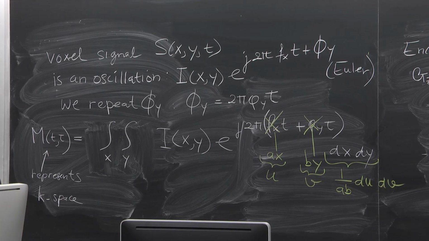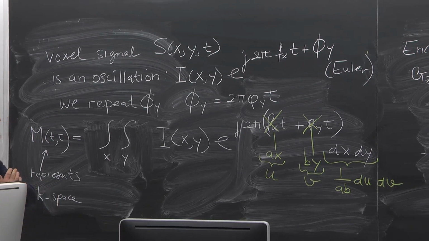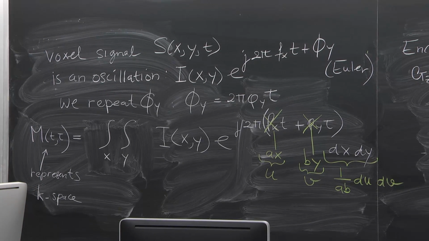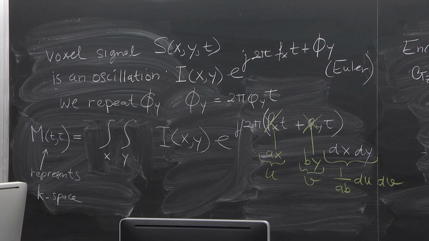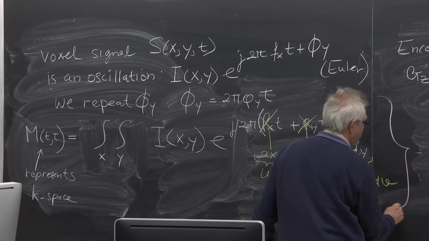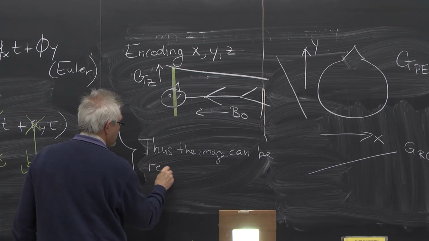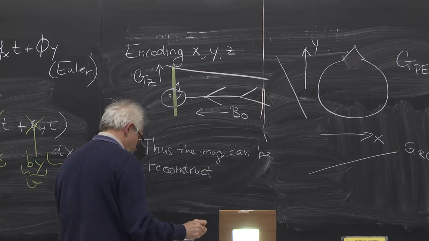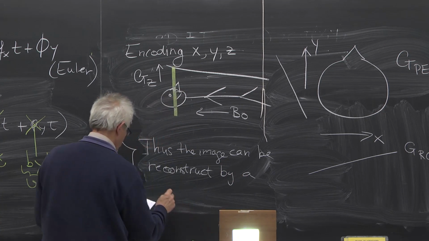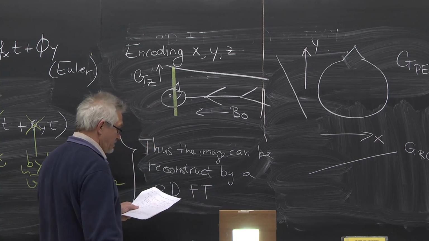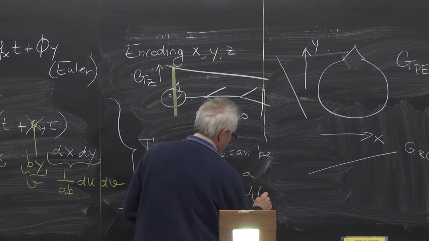It may be a bit difficult with all this white and green on the blackboard, but look carefully at this equation. What is this? The inverse Fourier transform of your image. Yeah. So that means what I can conclude from this is that I can reconstruct my image by a 2D Fourier transform of my K-space, m of t, tau.